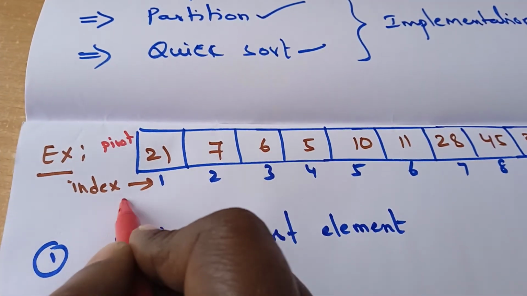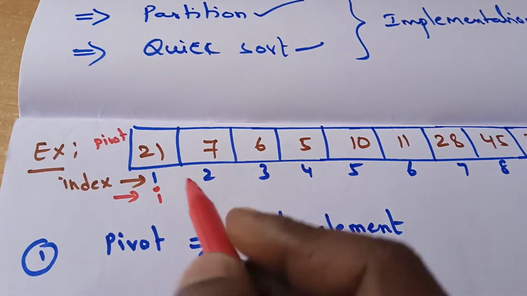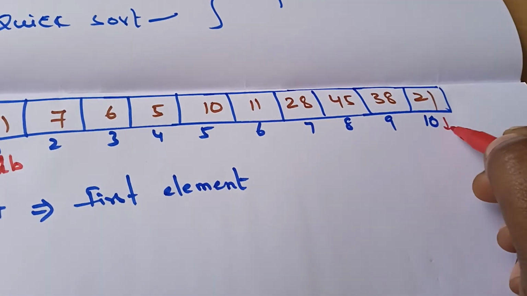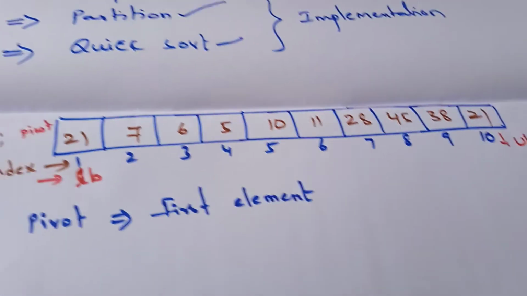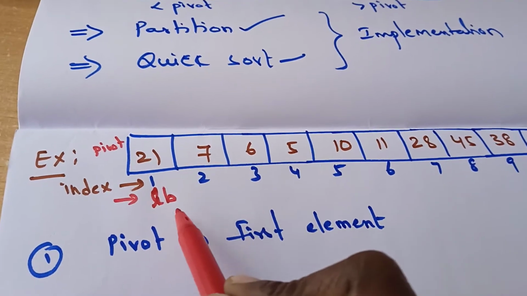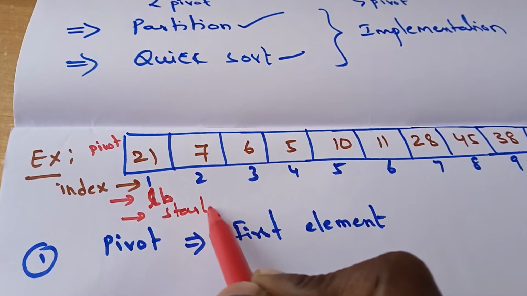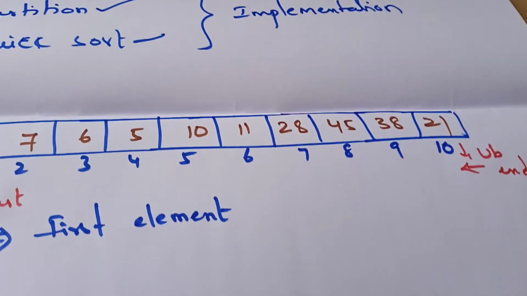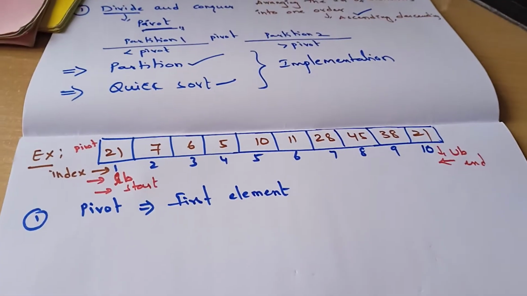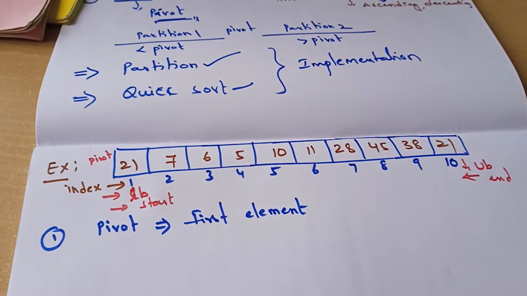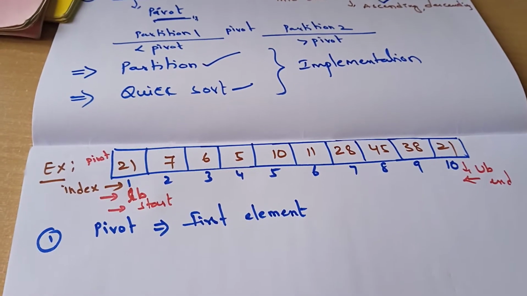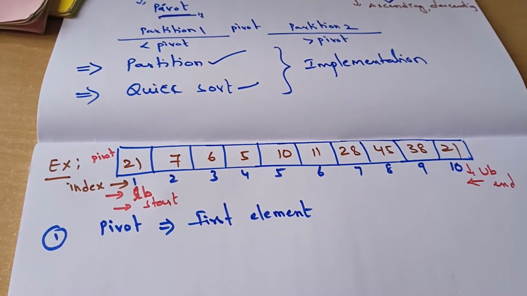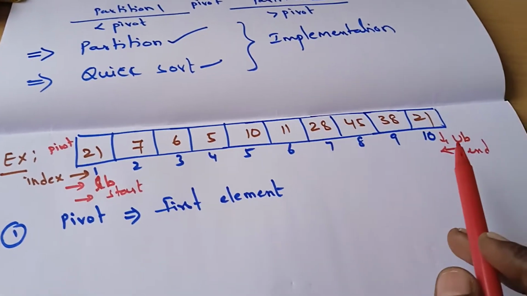Now this is the lower bound, and this is my upper bound. I am taking this as the starting position of my array, and this is the ending position of the array. I have taken one list of elements and given all the indexes to them. The first element is the lower bound element, the last element is the upper bound element, and this is my starting point and this is my ending point.